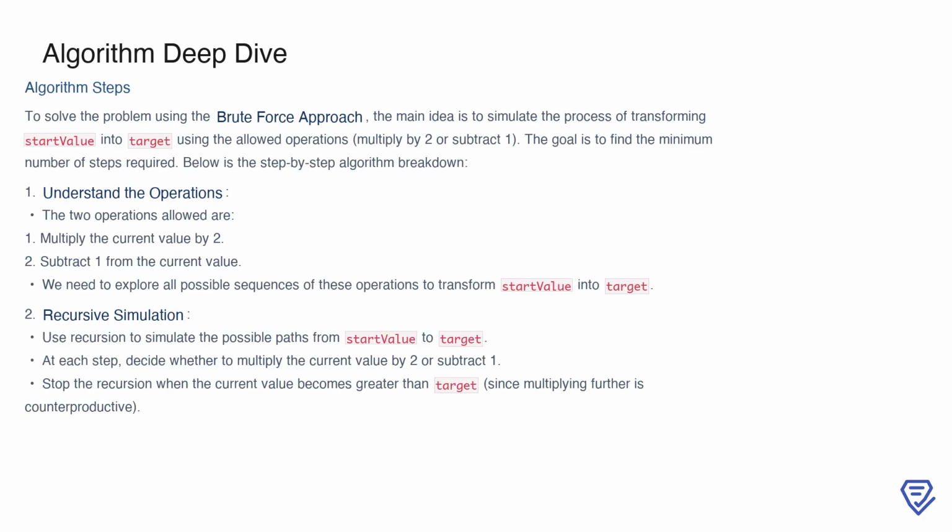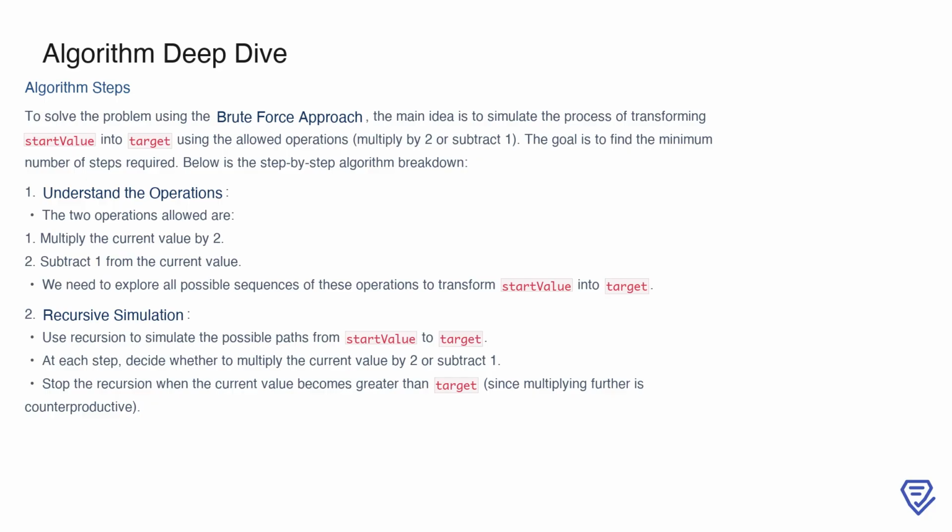To solve the broken calculator problem using the brute force approach, we need to focus on simulating the process of transforming the start value into the target using the 2 allowed operations, multiplying by 2 or subtracting 1. The main objective is to determine the minimum number of steps required to accomplish this transformation.